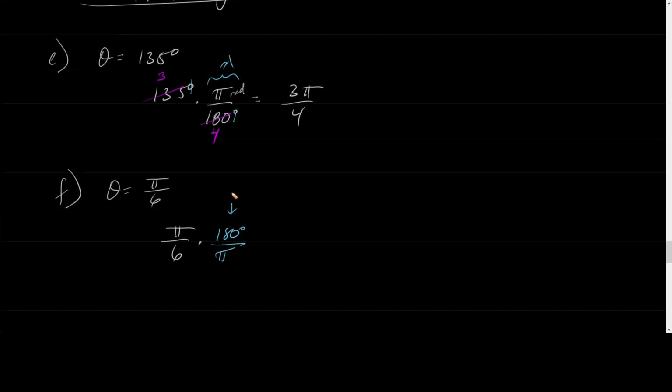And recall that this is just equal to 1. At this point, well, we see the pi's cancel each other out. 6 goes into itself once. It goes into 180 30 times. So we end up with just simply 30 degrees. So pi over 6 is the same thing as saying 30 degrees.